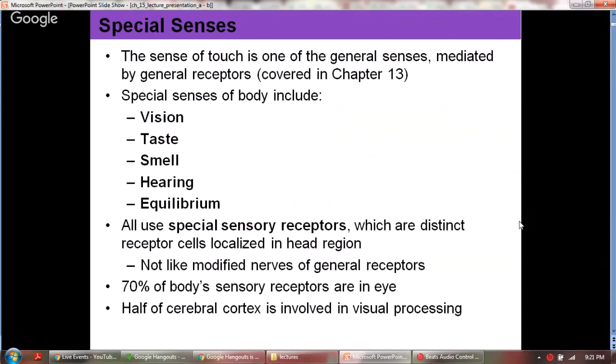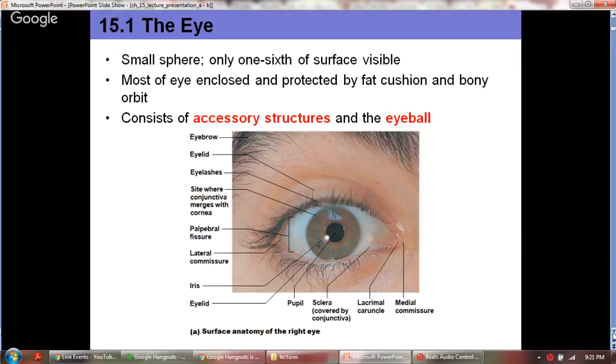70% of the body's sensory receptors are in the eye, and half of the cerebral cortex is involved with visual processing. So learning about the eye is very important, and let's look at its structure first. The eye is a small sphere, only 1/6 of the surface is visible, and most of the eye is enclosed and protected by a fat cushion and bony orbit because it's a very delicate structure.